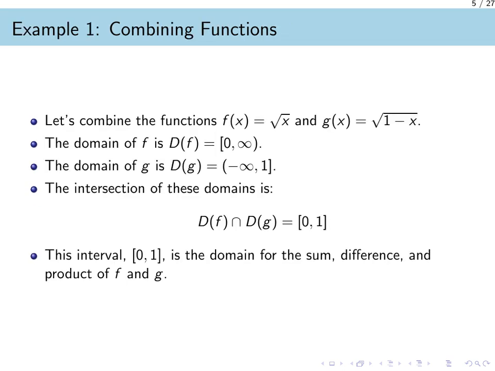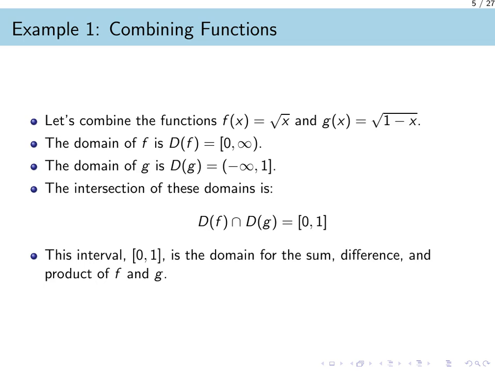Let us see how the domain of a new function is determined when we combine two existing ones, which is a crucial first step. First, we have the function f of x equals the square root of x. Because we can only take the square root of a non-negative number, its domain includes all real numbers greater than or equal to 0. Our second function, g of x, is the square root of the quantity 1 minus x. For its output to be a real number, the expression 1 minus x must be non-negative, which means that x must be less than or equal to 1.